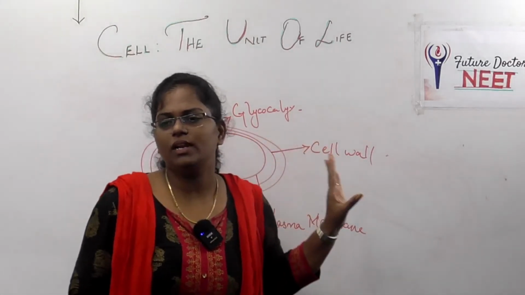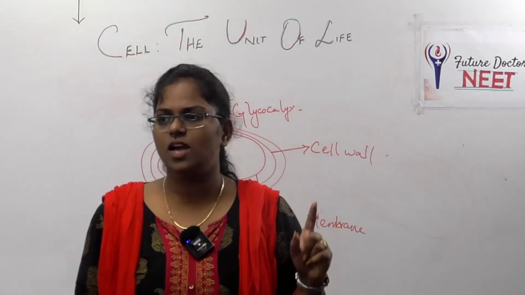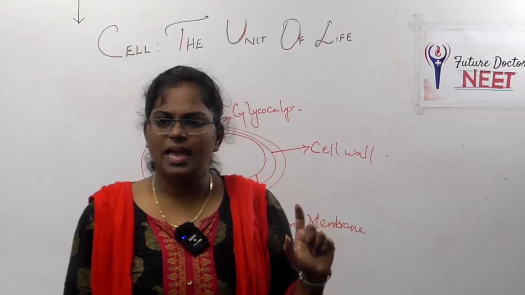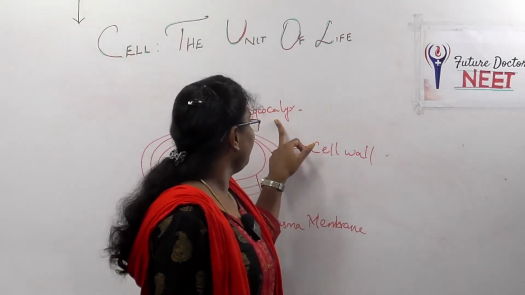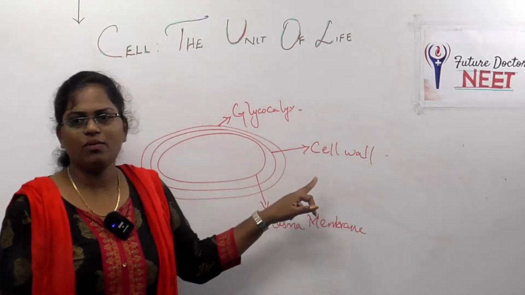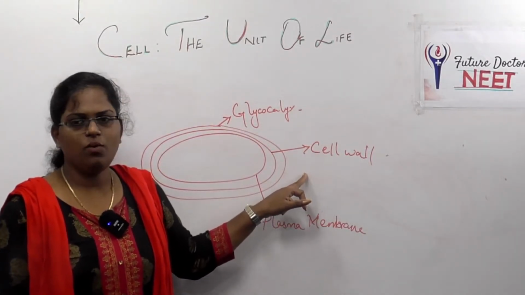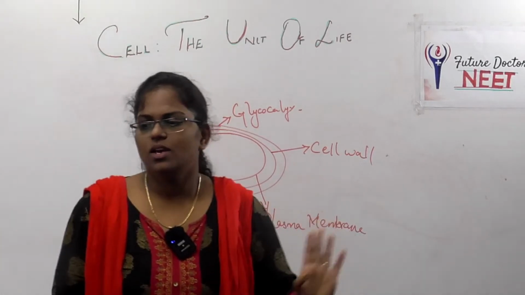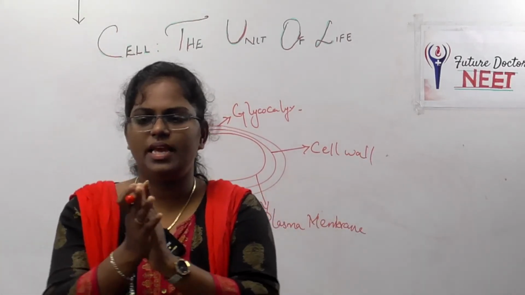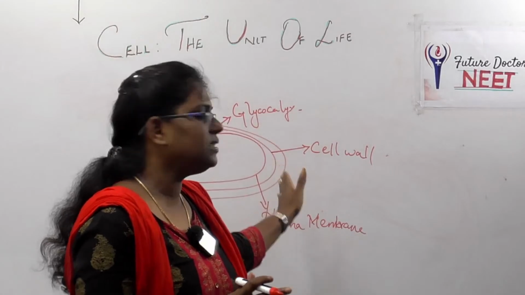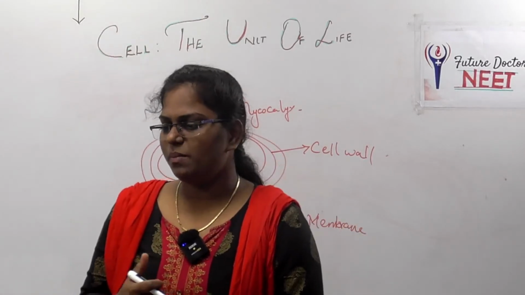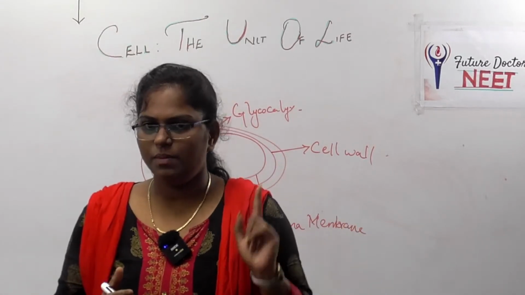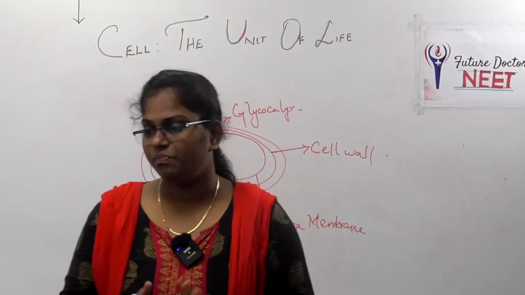In the three bound layers, the first layer, the outermost layer, is glycocalyx. After glycocalyx, it is followed by which layer? Cell wall, and then lastly the plasma membrane. So the first layer, the outermost, is glycocalyx, the second one is cell wall and the third one is plasma membrane, that is cell membrane. Cell membrane and plasma membrane are both the same.